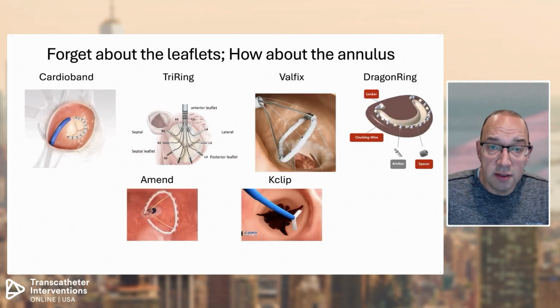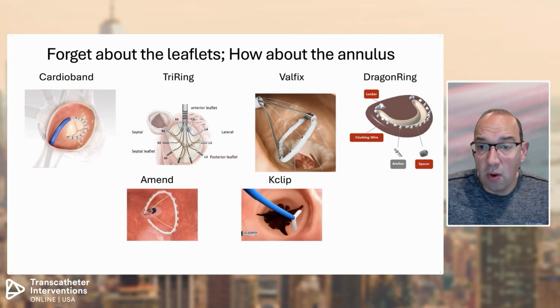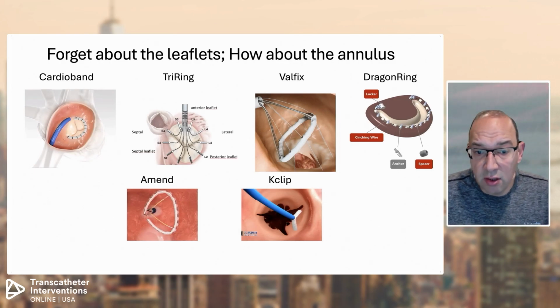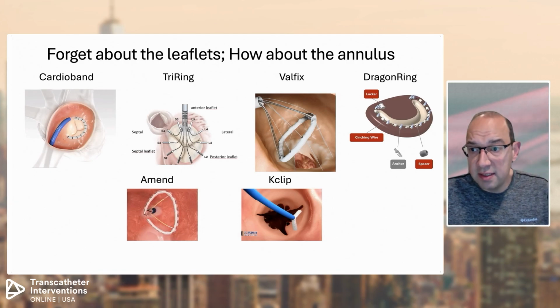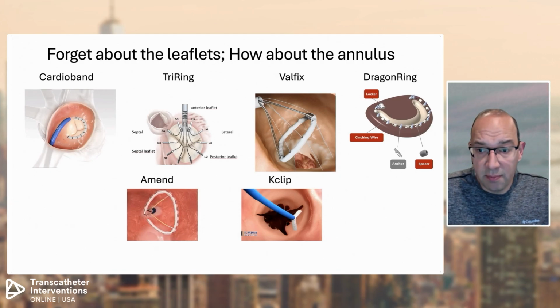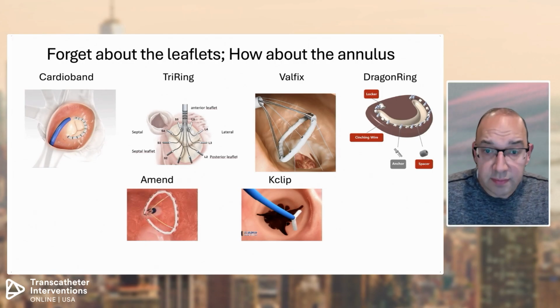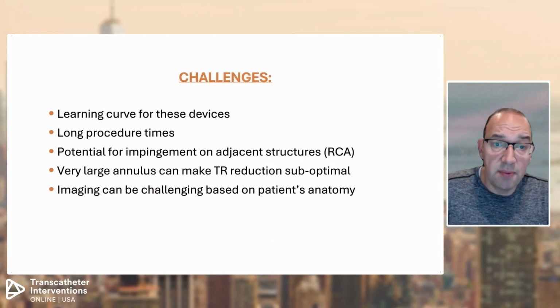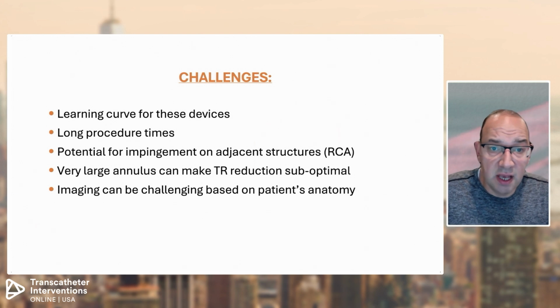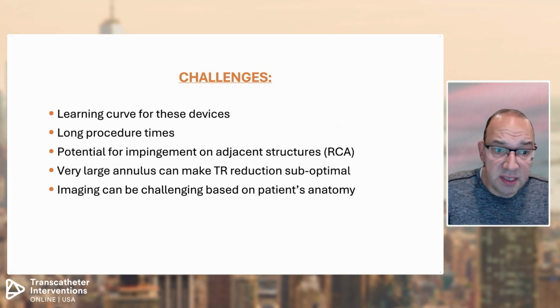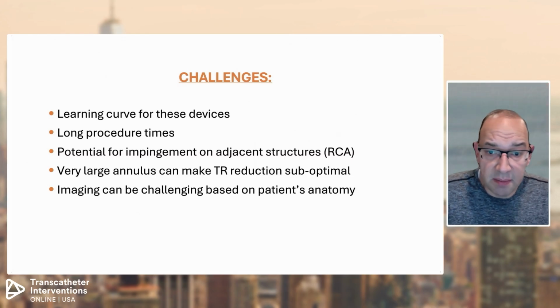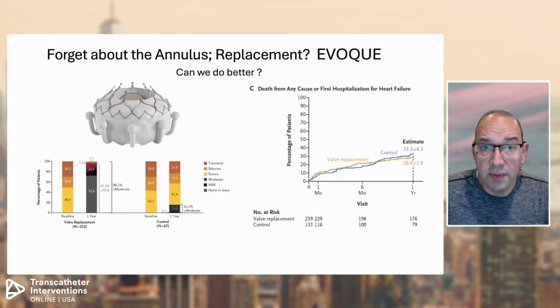Therefore, some said, well, let's just forget about the leaflet. Why don't we deal with the annulus? There are multiple devices designed to look at the annulus, agnostic of the leaflet. The idea is this is how the surgeon repaired the valve, so why not put in an annuloplasty and constrict the annulus? The problem is there are multiple devices, the learning curve is steep, and procedural time is long. The RCA is close, the annulus is large, which makes the reduction of TR suboptimal, and imaging can be challenging as well.